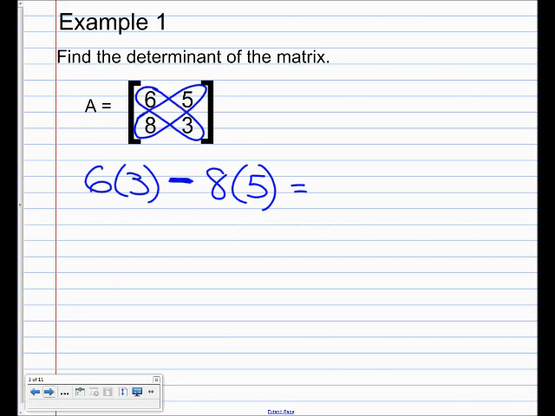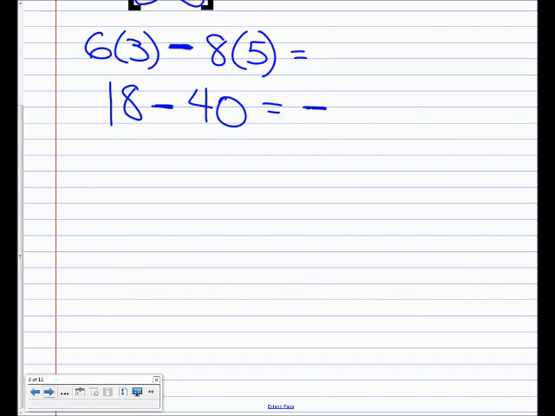So what is 6 times 3? 18. What is 8 times 5? 40. And so if we do 18 minus 40, we get negative 22. That is called the determinant. Marcelo? You always subtract, right? Always subtract.